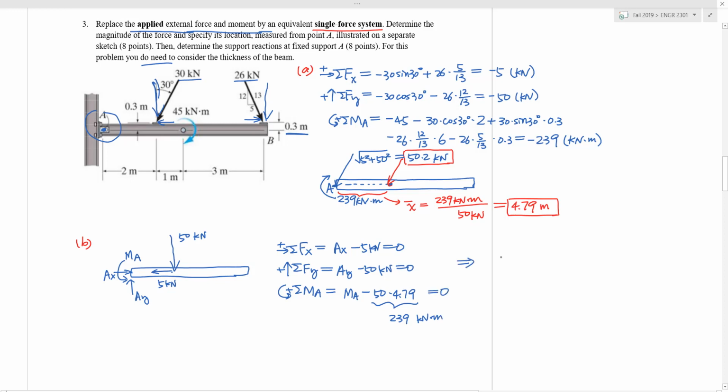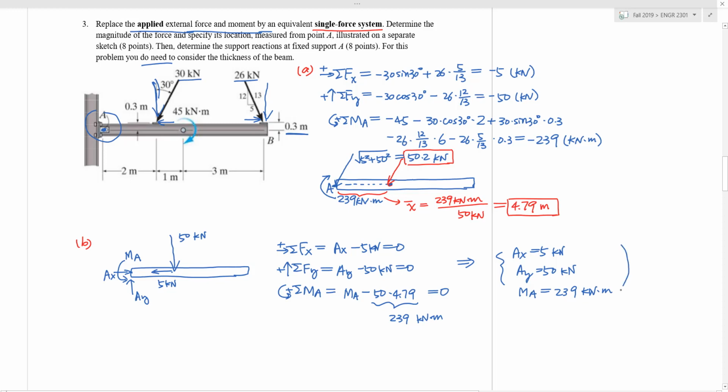So from there, you can easily solve for the three unknowns. Your AX is simply 5 kilonewton. Your AY is 50 kilonewton. And your moment unknown is solved to be 239 kilonewton meter. This is counterclockwise, it's positive.